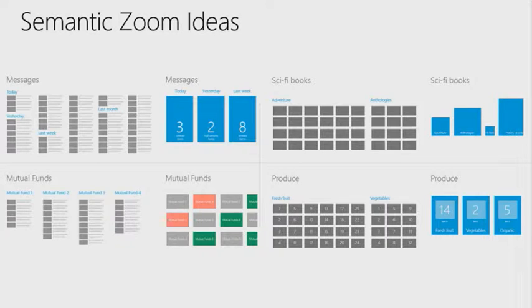Mutual funds might do the same thing, or instead of changing their size, I could alter their hue to show whether they're reflecting a positive or negative change over a certain period of time. And then produce is another one, where I could represent how many items are inside those individual groups. Really, it's up to the developer and the designer to come up with the simplest or the coolest way of using semantic zoom.